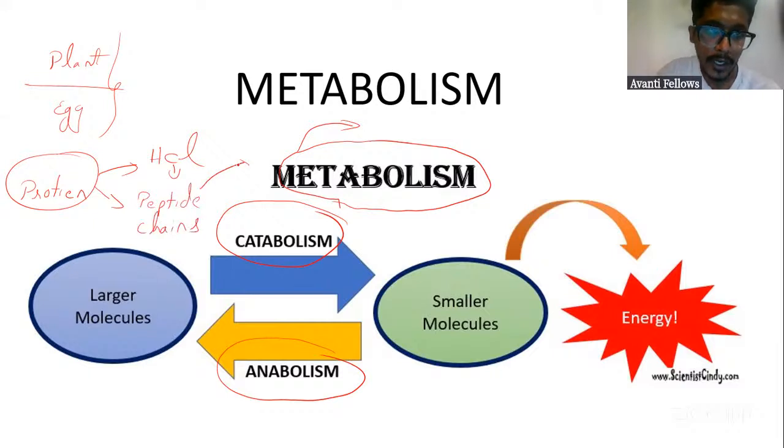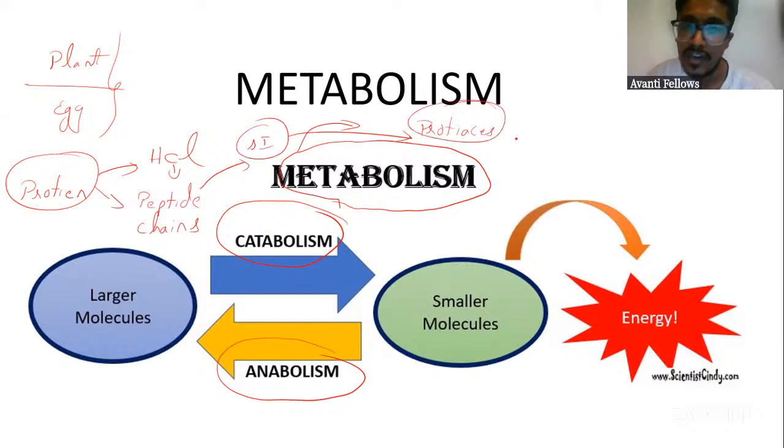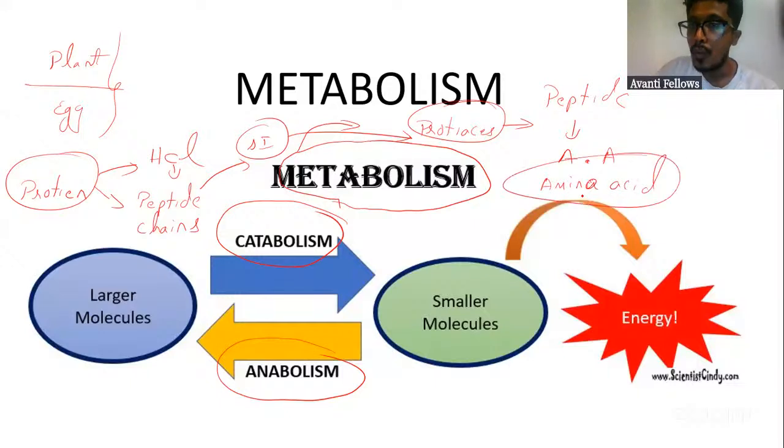Next it goes to the small intestine. In the small intestine, it uses something called proteases, an enzymes. What will the proteases do? They will break the peptides into amino acids. AA, or amino acids, I'll write it here, okay? So what happens to these amino acids? These amino acids will be taken up by the blood. They get absorbed in the blood.